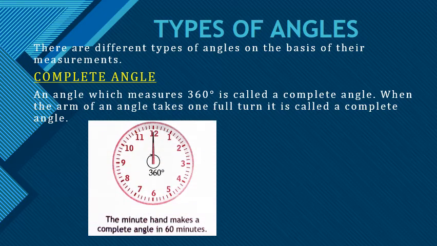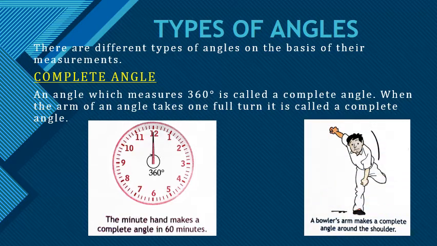Now children, for example, in a clock, the minute hand makes a complete angle in 60 minutes. That is, it starts from one point and the minute hand comes back to that point after making one full circle, and in this it makes a complete angle of 360 degrees. In the same way, a bowler's arm makes a complete angle around the shoulder while throwing the ball at the batsman.